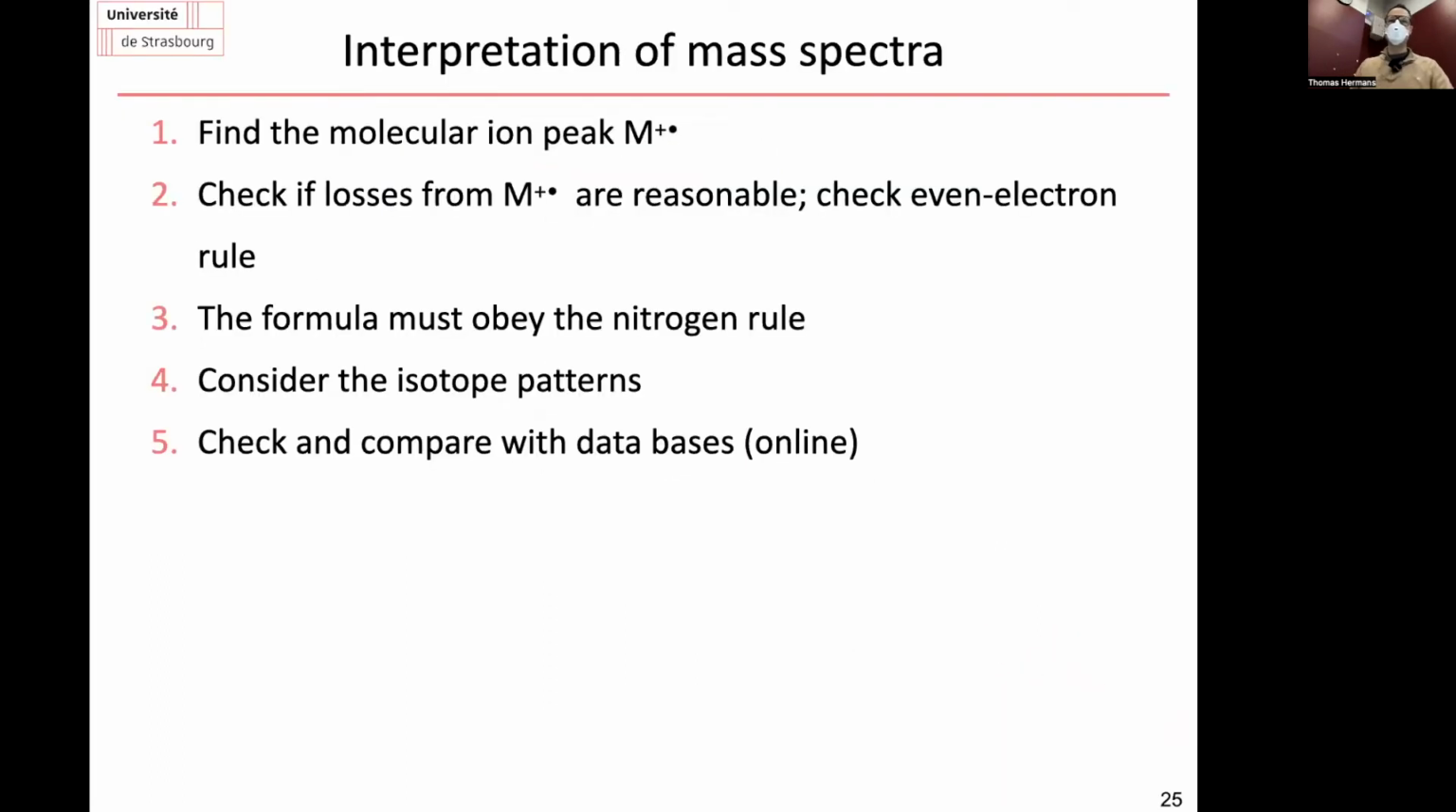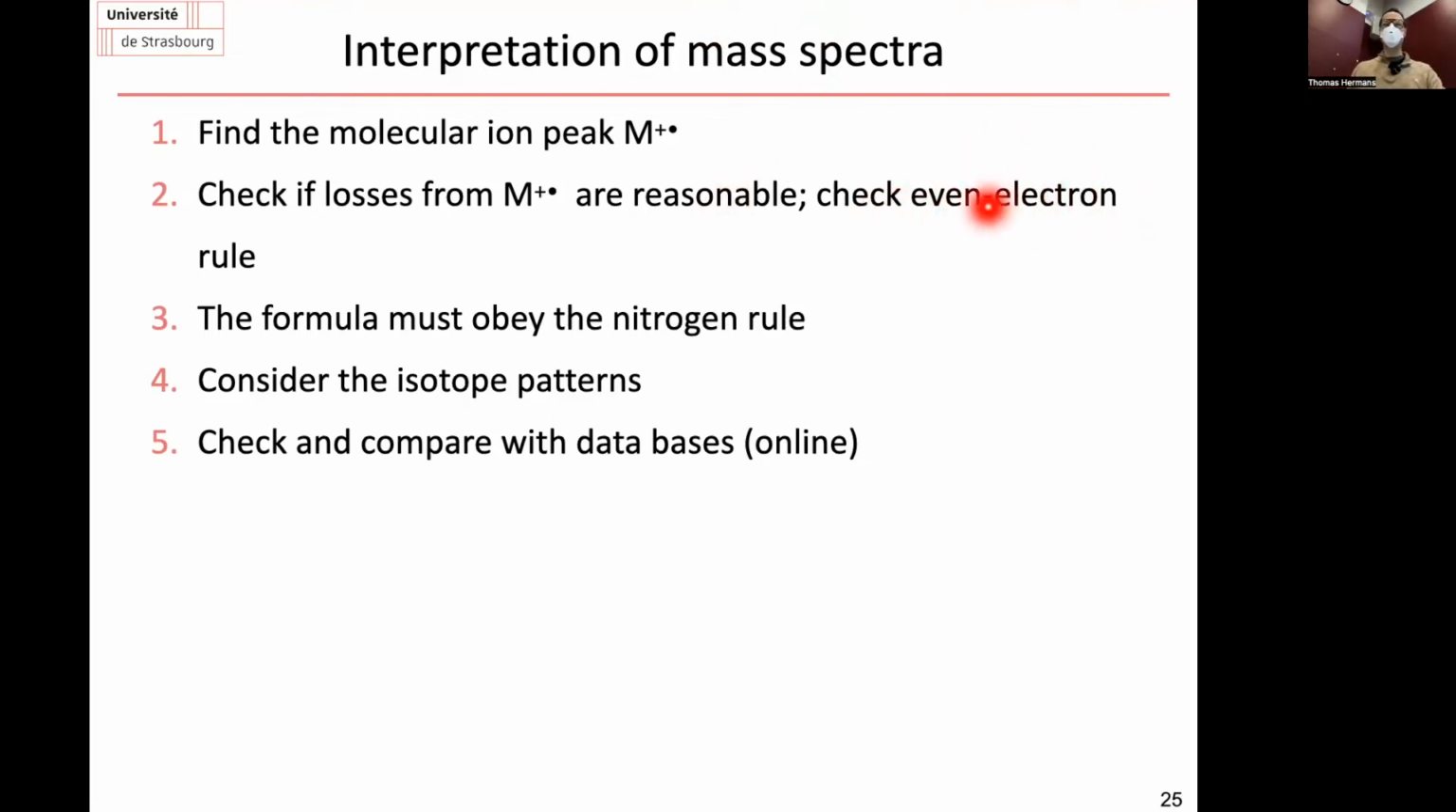Okay, so let's work a little bit on the interpretation of mass spectra. The first thing you want to do is look at the molecular ion peak, right? This is the one usually with the highest m over z. And then you have to check, from the molecular ion peak, there will be peaks with lower m over z. Are those losses, the things that fall off of this molecule, actually reasonable or not? And there are certain rules for that.